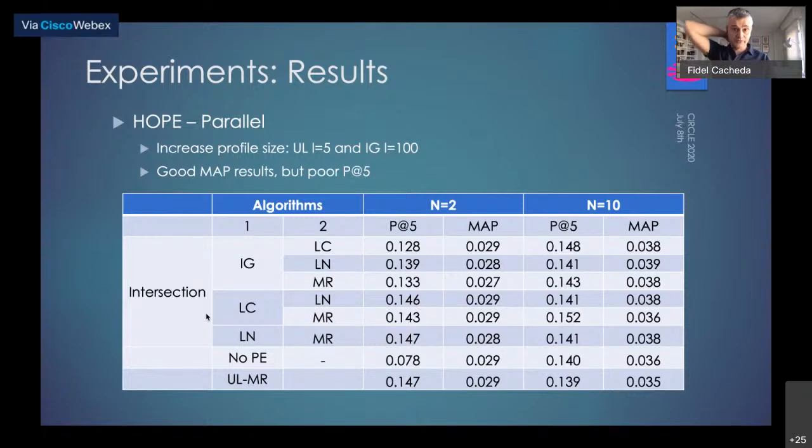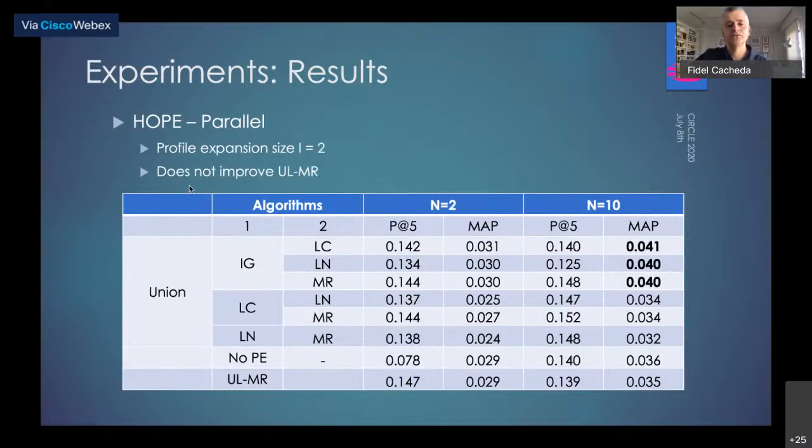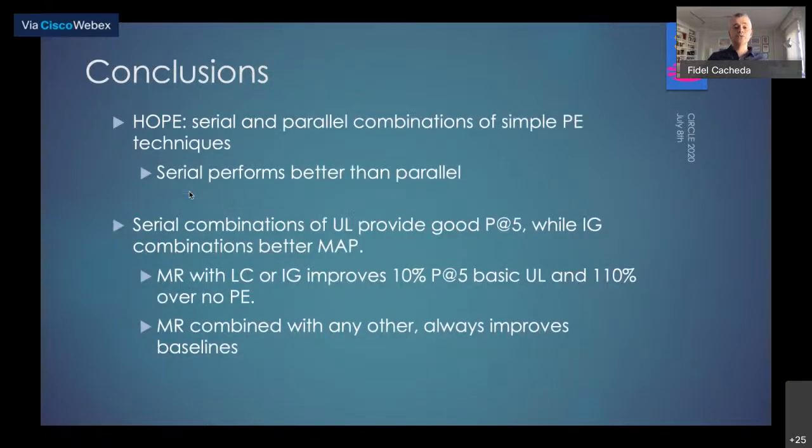And very quickly with parallel, this is the intersection, where we have to obviously increase the profile size because otherwise the intersection would be empty. Overall, we achieved good map, but poor precision at 5. And for the union, the results are not very, very good. That's the main point.